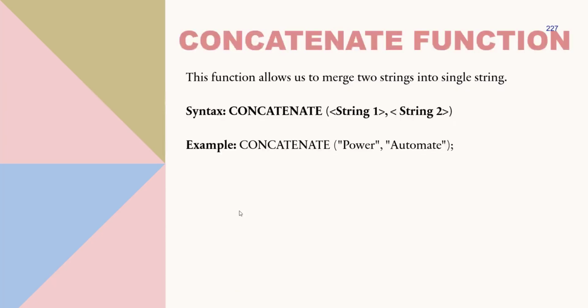Our first text function is the CONCATENATE function. This function allows us to concatenate two strings into a single string. Basically, it will take two strings like "Power" and "Automate" and it will return "PowerAutomate". So now let's see how we can do this in Power BI.